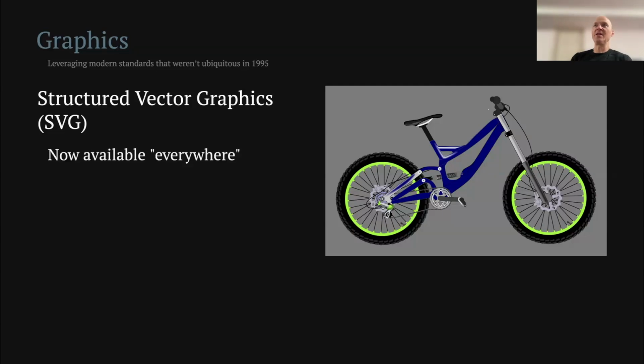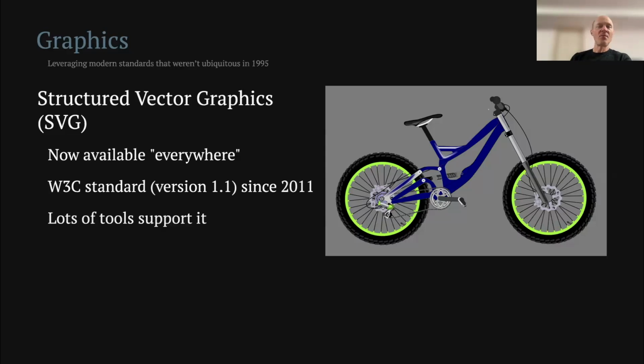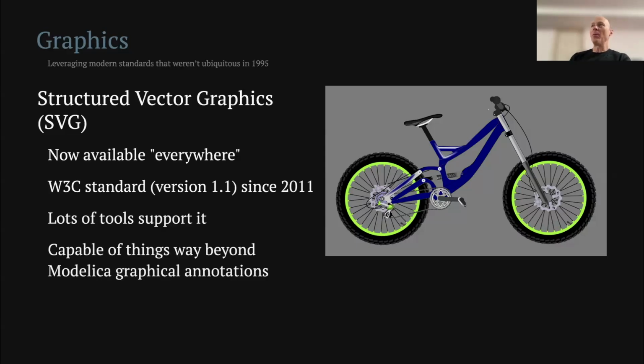So in terms of structured vector graphics, the thing about SVG itself, and in this case I'm specifically talking about the SVG standard, is that it's available everywhere. And that's great. It's available from web browsers. You can render SVGs to images. You can render SVGs in web browsers. You can render them in Visual Studio Code. Everybody knows how to interpret and render SVG. That wasn't always the case, obviously, but since 2011, there's been this W3C standard for version 1.1 of SVG. Lots of tools support it.